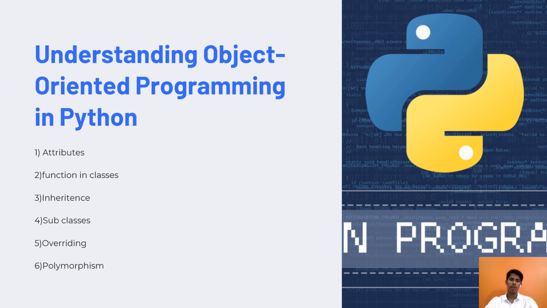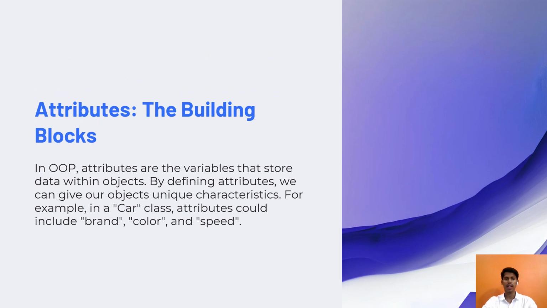Understanding object-oriented programming in Python. The first things we should discuss are attributes with an example, functions in classes, inheritance, subclasses, overriding, and polymorphism. These are the topics we should discuss basically, each with an example. So, coming to the first one, attributes.